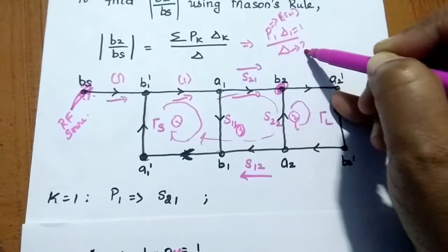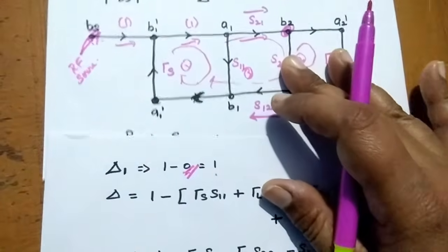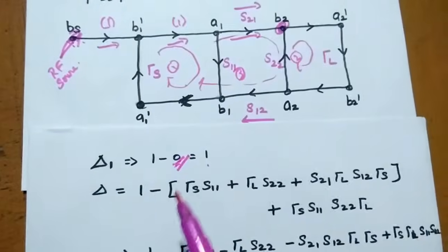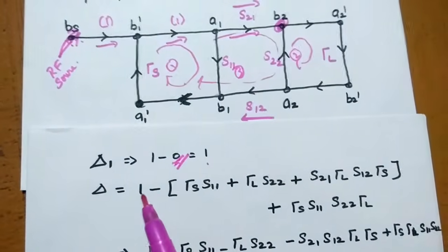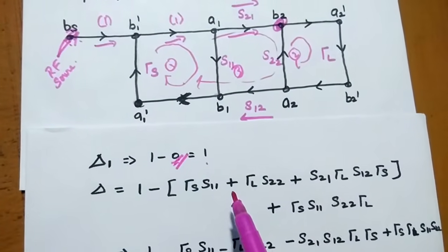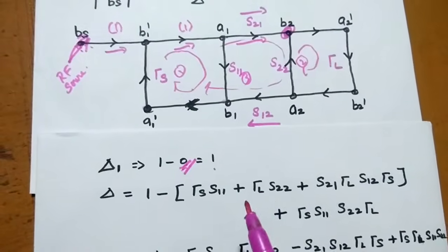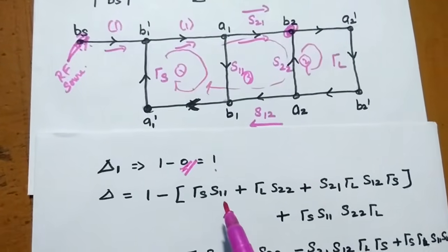So the next value is delta. How are we going to find the value of delta? It's very, very important. It is 1 minus the gain of the loops. It is the general term, the gain of the loops.